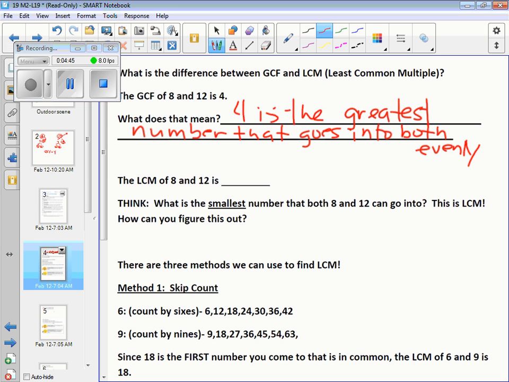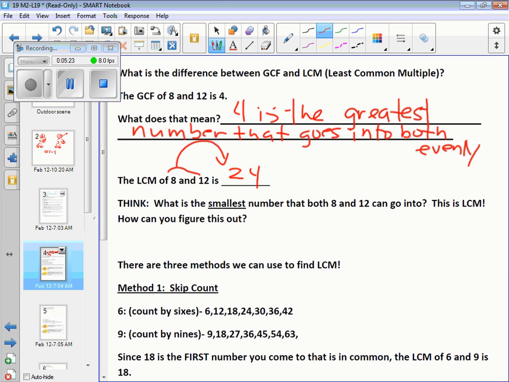And when we say evenly, it means there's no remainder. And we already tested. We said, well, 5 won't work, 6 won't work, 7 doesn't work. 8 will go into 8, but it doesn't go into 12. And then 9, 10, and 11 will not work. So 4 is the greatest. Now, 2 will work for both, but it's not the greatest. Then I asked you, what's the smallest number that 8 and 12 can go into? And we came up with 24. That's our LCM. That's the lowest number that both 8 and 12 can go into.